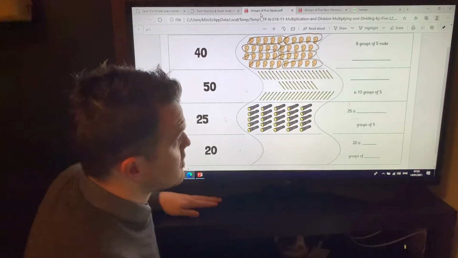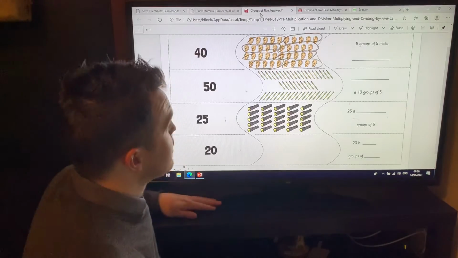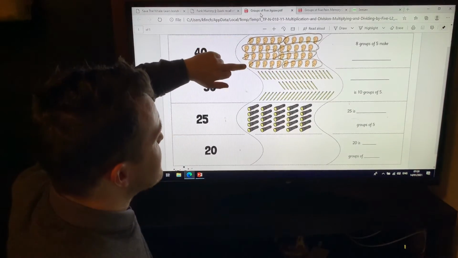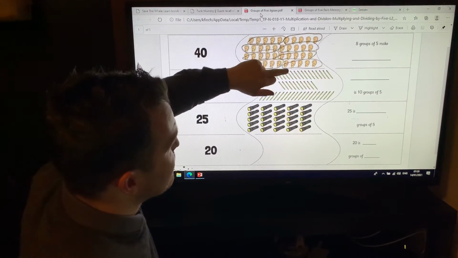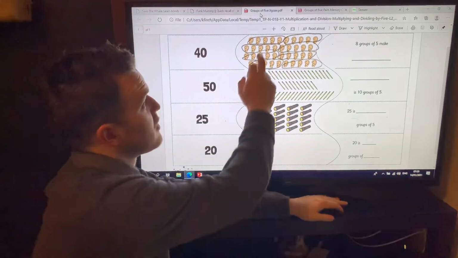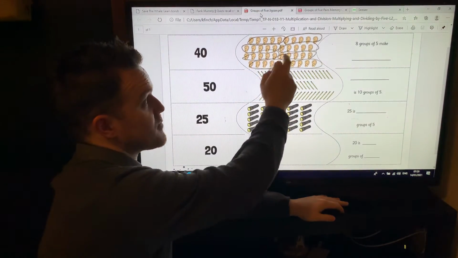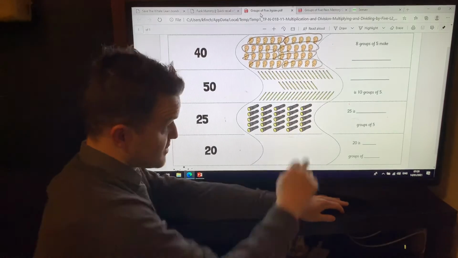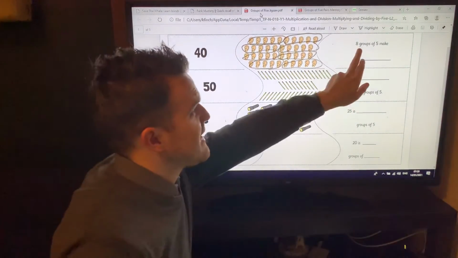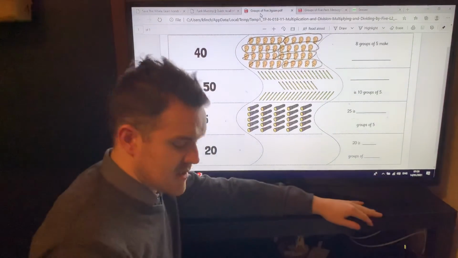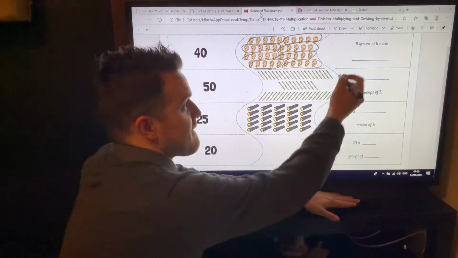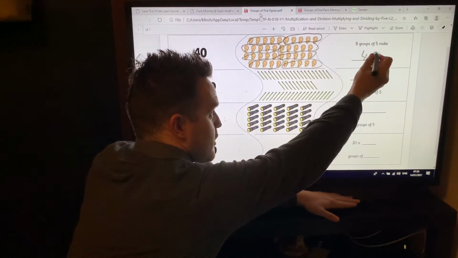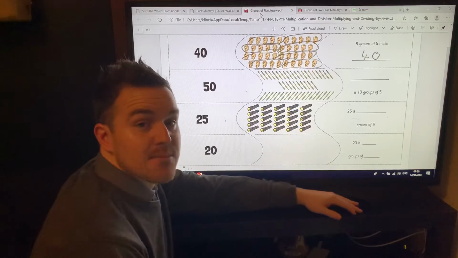Okay, so let's see how many I've got all together. 5, 10, 15, 20, 25, 30, 35, 40. And let's see how many groups I've got. 1 group, 2 groups, 3 groups, 4 groups, 5 groups, 6 groups, 7 groups, 8 groups. Got a little sentence here. 8 groups of 5 makes, how much did it make me all together? 40. Okay, I'm only going to do one example, so you've got a few to do.